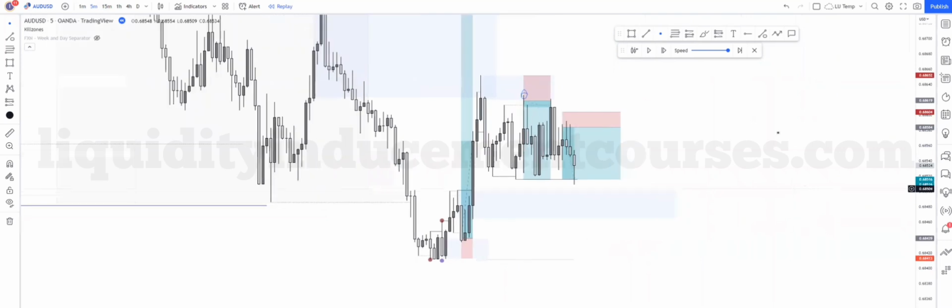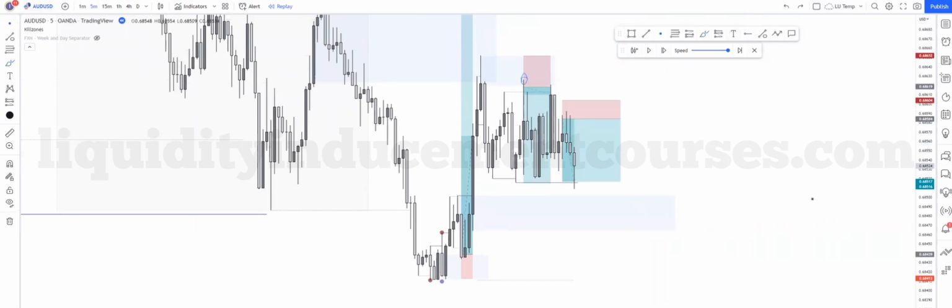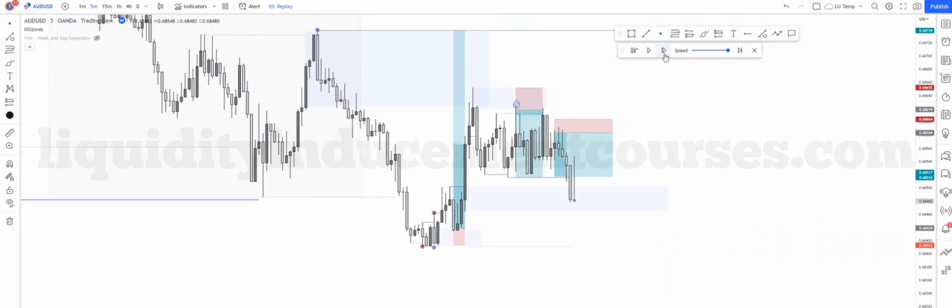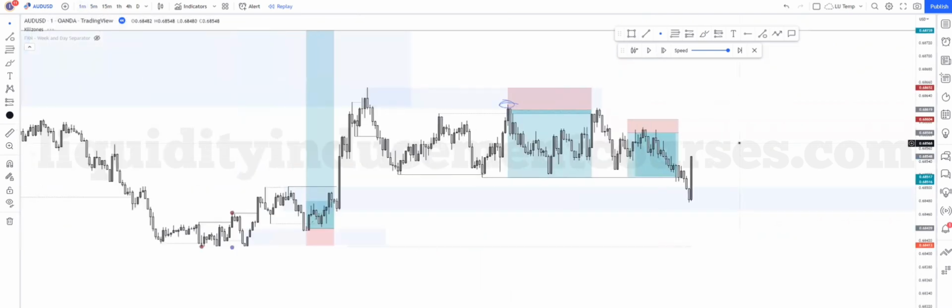So now look, price is now giving these institutions a reason to go down and now giving a reason to go up. Notice how liquidity is being built up. Right, perfect. So this is like a 5-minute POI. Let's drop down to 1 minute. It's a breaker. It's a nice breaker.